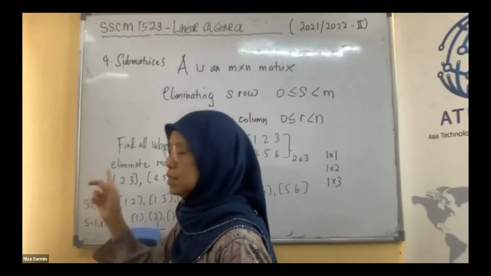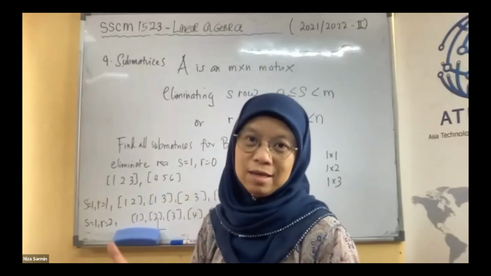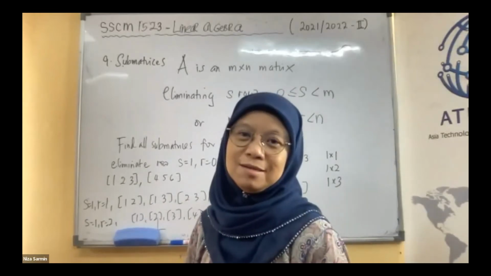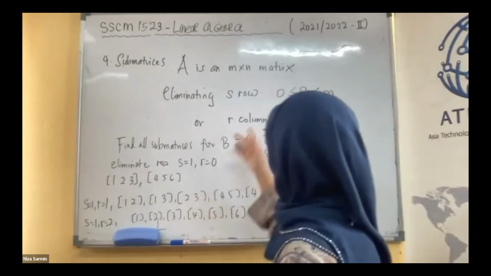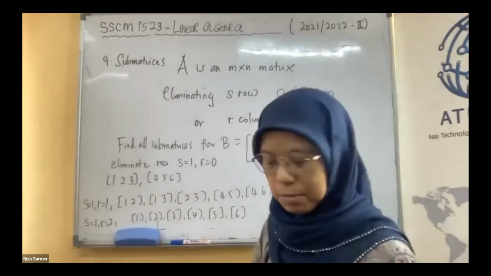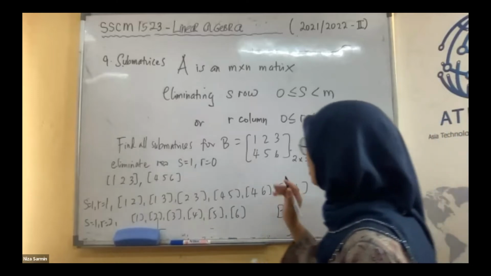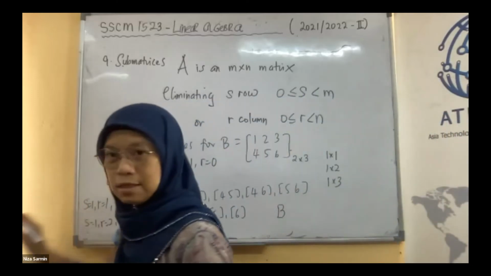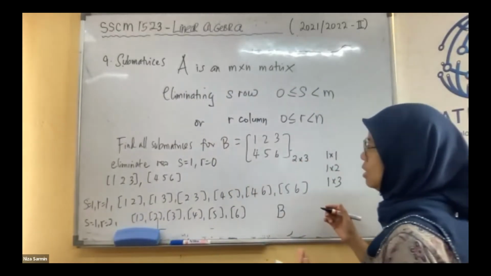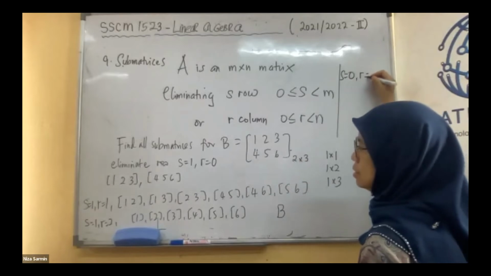Okay. If S is 0, R is 0, you don't eliminate anything. It is the original matrix. So the original matrix is also a submatrix of the original matrix, because S can be 0, R can be 0. So the whole B is also a submatrix. So another one is B, right? But I can eliminate 0 S and then change the R, right? Change the R.